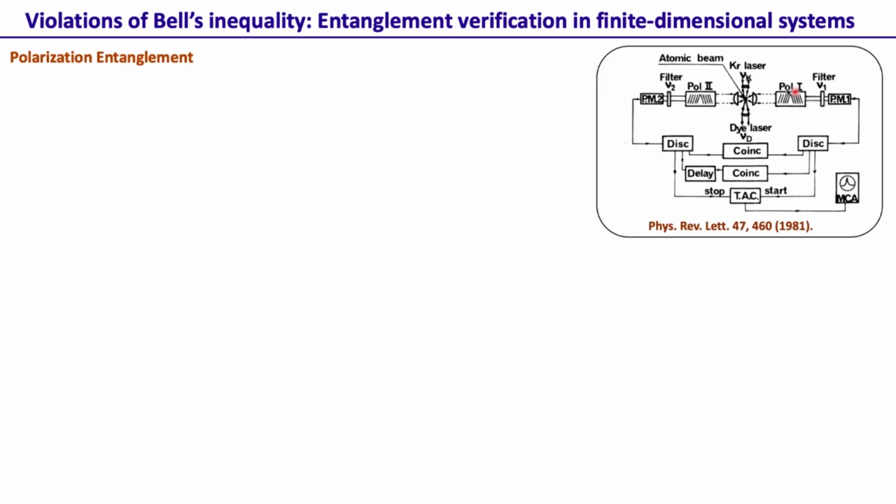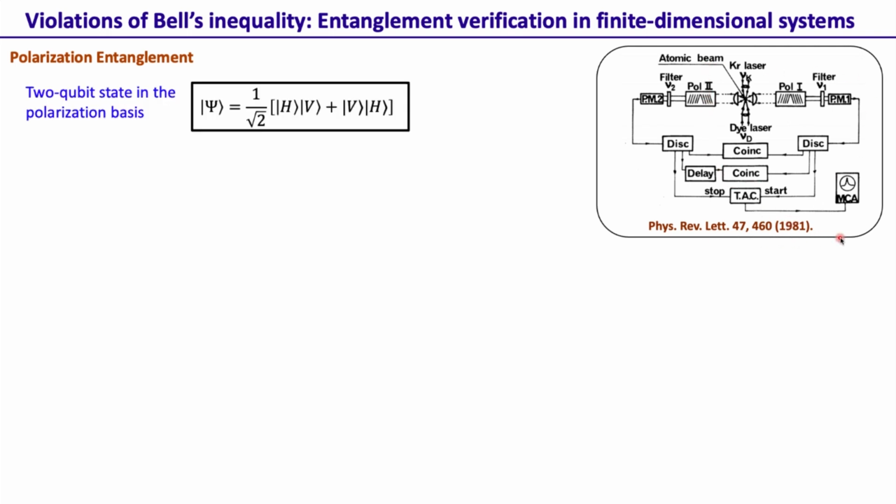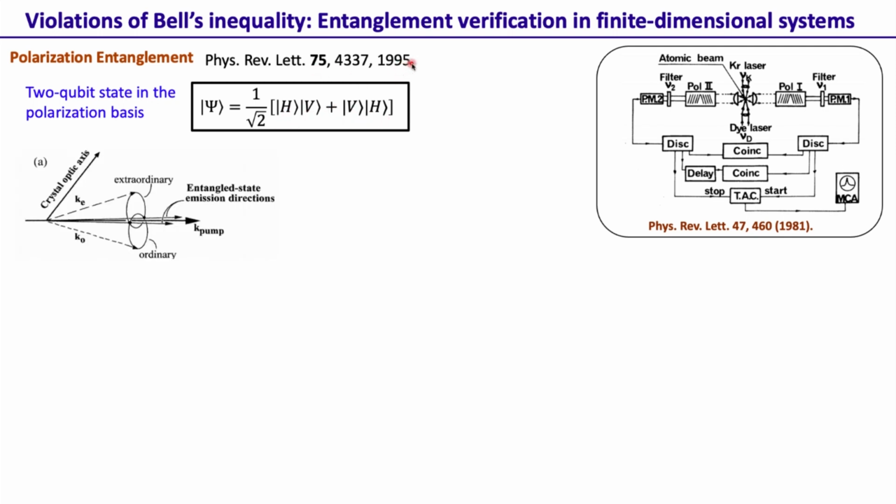So first, polarization. We have seen that this was the very first experiment that shows the violation of Bell inequality, and hence can prove that yes, quantum mechanics is indeed correct and there cannot be an alternative to quantum mechanics. So here we have the quantum state, the 2-qubit state in the polarization basis, and this is HV plus VH. And there was this experiment that was done in 1995. This showed a much better violation of Bell inequality, using the photons produced by parametric down conversion. The earlier one was in atomic cascade, and this was in parametric down conversion.